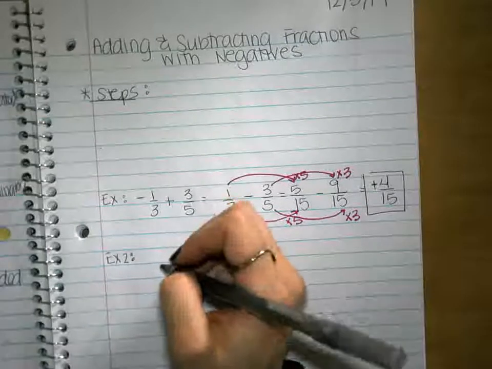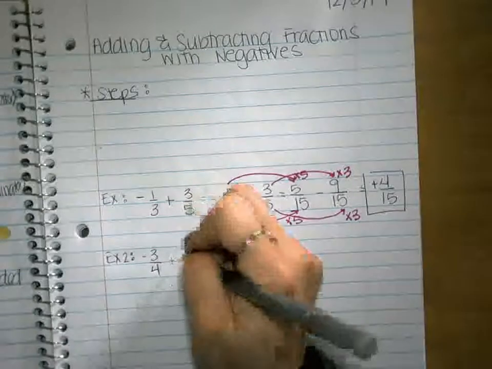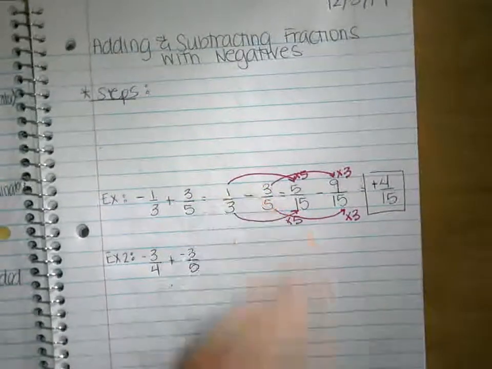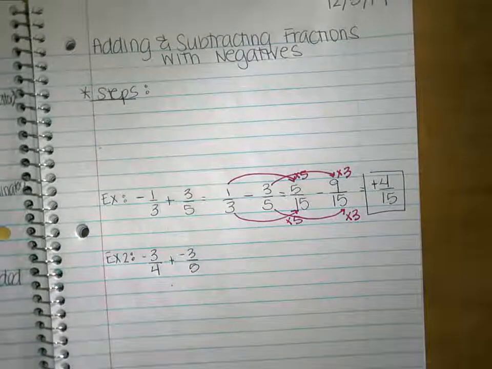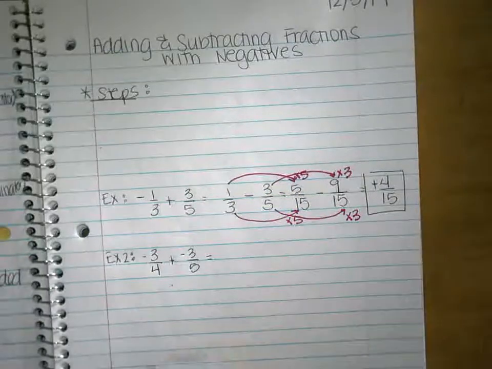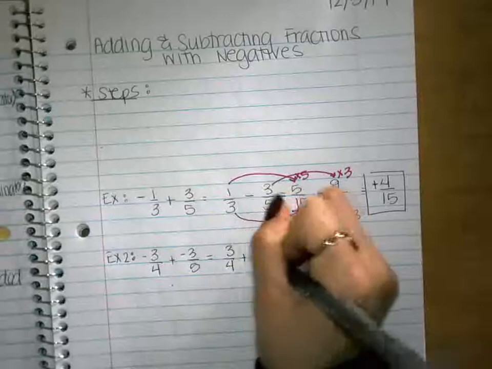What if I do negative 3/4 plus a negative 3/5? What's that first thing I need to do? Find the least common denominator. Before I figure out my least common denominator, what should I do? Whether to subtract or to add. Good. What operation am I doing? Am I adding or subtracting here, guys? Good. I'm going to be adding. Why? Because they're the same. So I'm doing 3/4 plus 3/5.